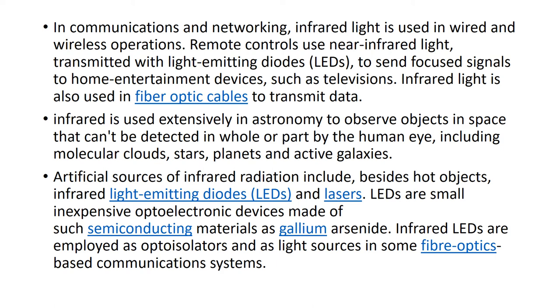But besides the hot objects, there are some sort of artificial sources of infrared radiation present, and those sources include infrared LEDs, light emitting diodes, which are continuously fabricated for the purpose that they are supposed to emit infrared radiation, and also infrared lasers, laser lights. The main purpose of using LEDs is that LEDs are extremely small and inexpensive devices and consume less power, because they are made from semiconducting materials like gallium arsenide.